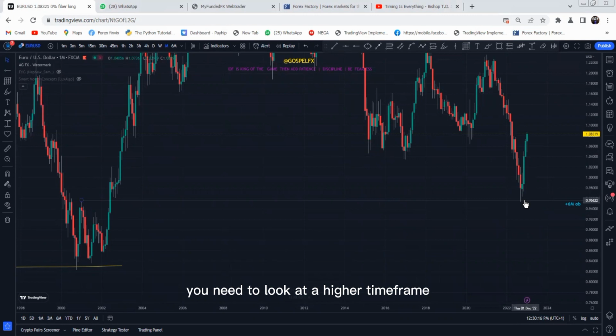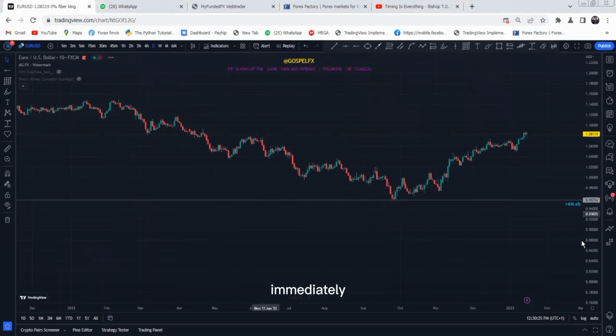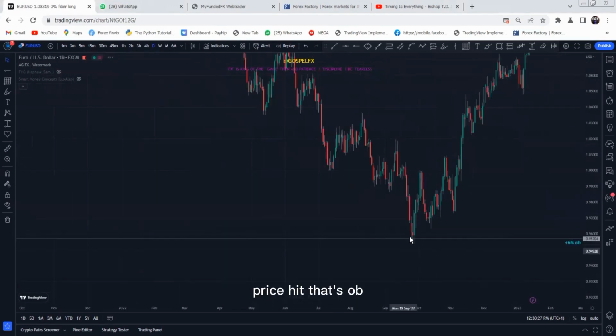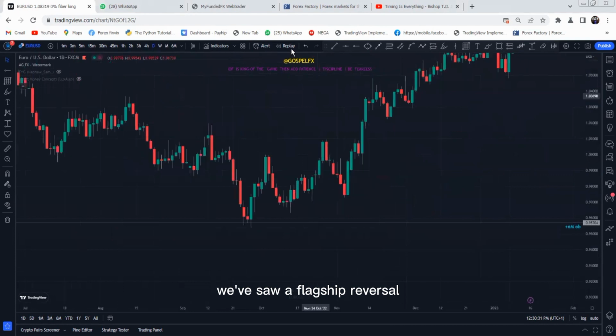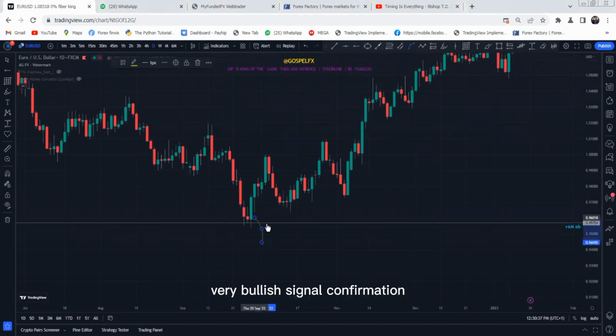You need to look at a higher time frame, and price hit a 6 months order block, and that's a powerful one. All right, and we had a fair value gap there too as well. So we were looking at the daily time frame. Immediately price hit that OB, we saw a flagship reversal, which is another very, very bullish signal confirmation. This candle, we call it a flagship reversal.